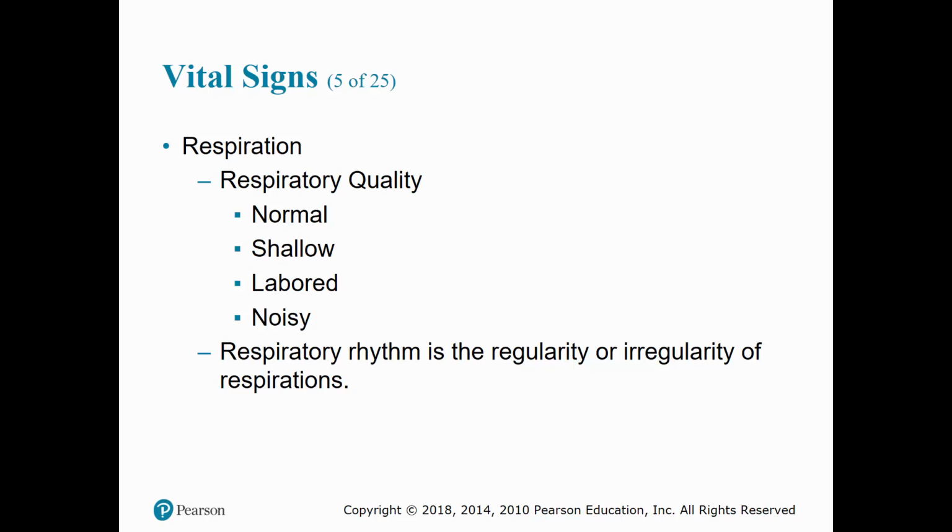You can have a normal quality or shallow. When you go to assess this, you're going to see minimal to no chest rise. Labored quality would be, for example, you'll start seeing accessory muscle usage. Noisy respirations, this is when you'll start hearing those sounds such as stridor or wheezing or crackles, something along those lines. You also want to determine what the rhythm of the respiratory pattern is, whether or not it is a regular or irregular respiratory pattern.